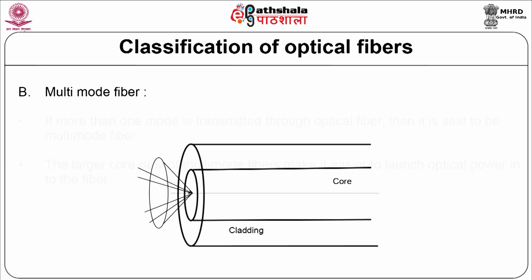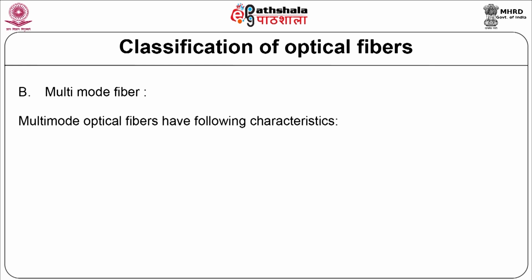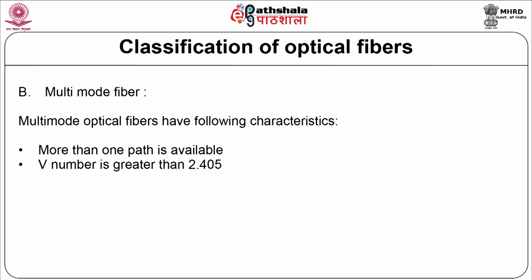As you see in the diagram, a number of rays enter into the optical fiber and propagate through it due to the total internal reflection phenomenon. These optical fibers have the following characteristics. More than one path is available. V number greater than 2.405.